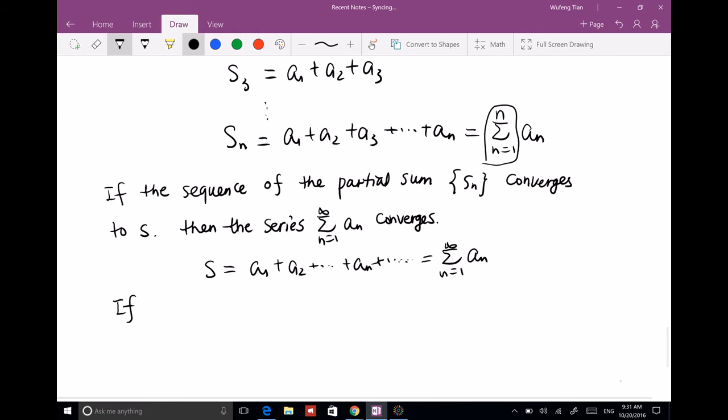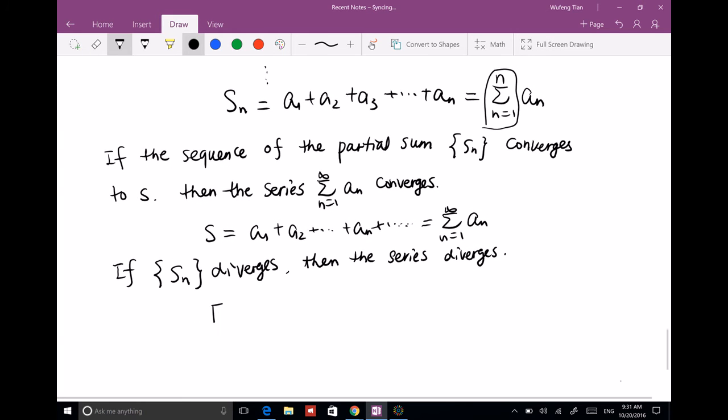If Sn diverges, if the first n terms already diverge, then the series diverges. Okay. Now let's continue with an example.